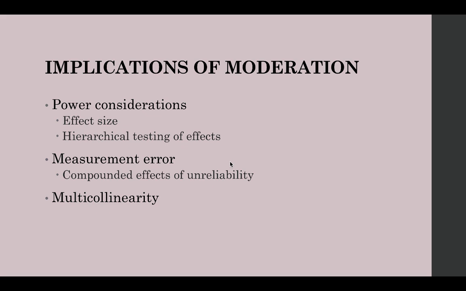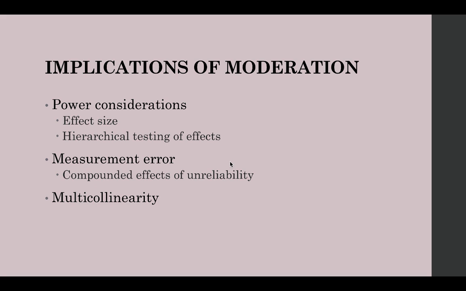So given the hierarchical testing of effects, and that just means that we will always test the main effects before our interaction effects, this would cause our effect sizes to be attenuated because there's essentially less variance of y remaining to designate to that moderated effect.